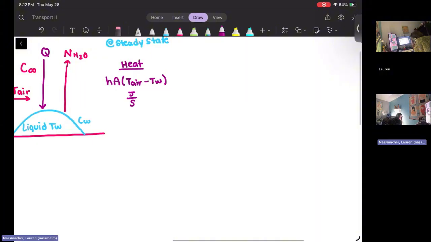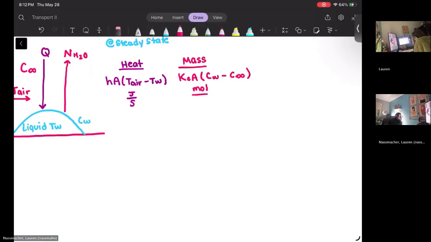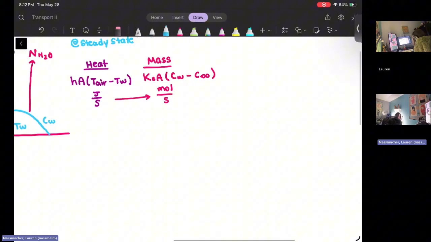Then we have our mass transfer, which is our mass transfer coefficient multiplied by the area multiplied by the concentration of the water minus the concentration at infinity. It's basically the concentration of the air. This is in moles per second. That's no bueno. How are we going to set these equal to one another if that's moles? Great question. We're going to use the enthalpy of vaporization. Add that on to the end of this equation just to convert those moles into joules.